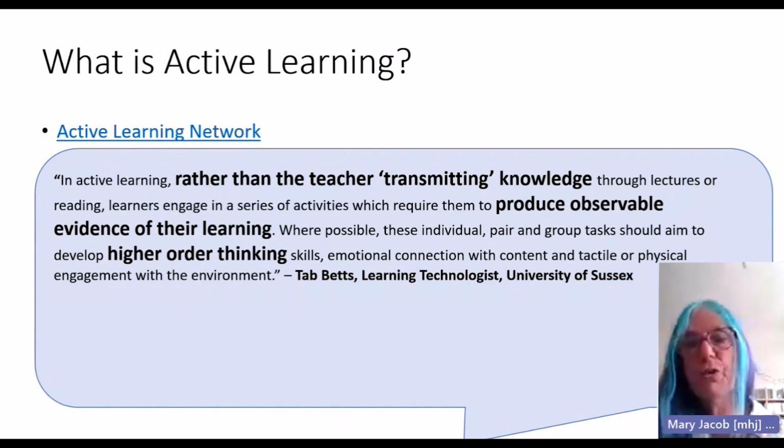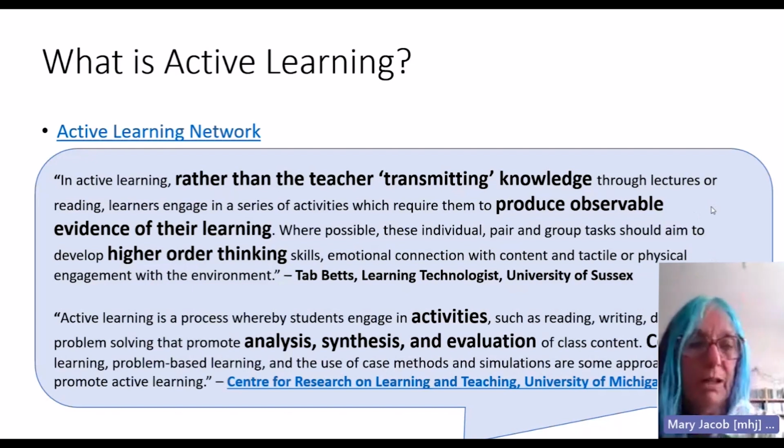Rather than the teacher transmitting knowledge, the student needs to produce observable evidence of their learning. That's a lot of what you talked about just now in how do we know our students are learning actively. So all that fits together really nicely. Betts also focuses on the higher order thinking skills, and he's got some other examples in there. So this is very much consistent with Bonwell and Eison.